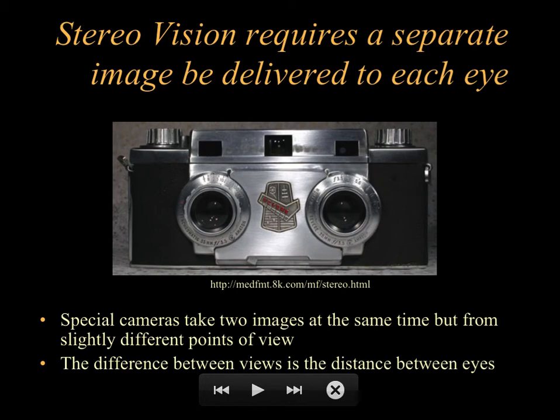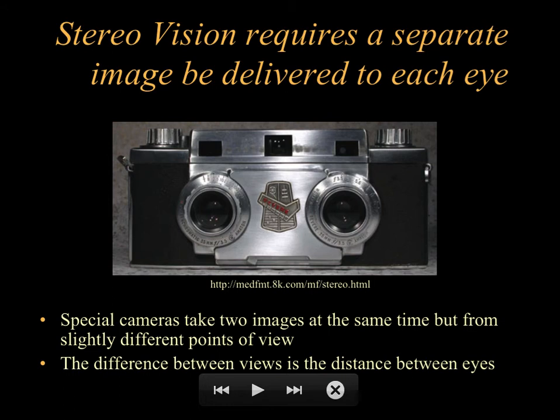Stereo vision then requires some mechanism for sending a separate image to each eye. And so a 3D camera is typically going to have two lenses. A special camera will take two images at the same time, but from slightly different points of view. Ideally the distance between the lenses is about the distance your eyes would ordinarily be apart.